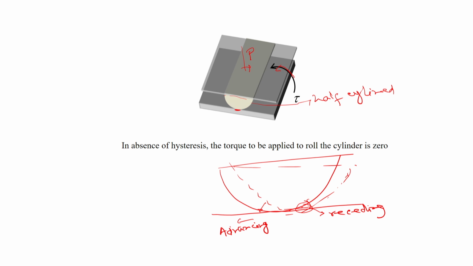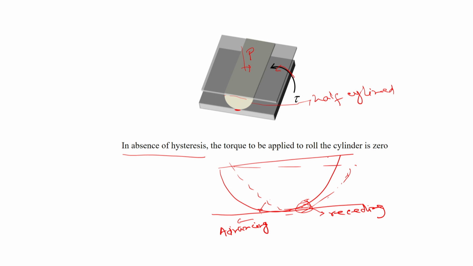Now, when we try to roll it, if there is no hysteresis in the surface, then the force that will be required to advance, to close the crack, will be the force that will be required to recede it, that means to open the crack over here. So, that load that is required will be compensated by the load over here.